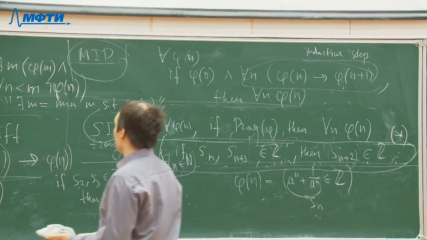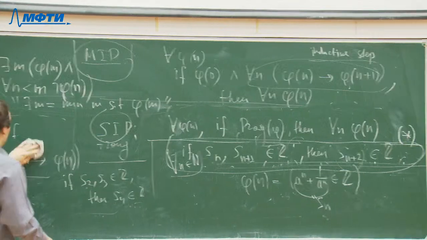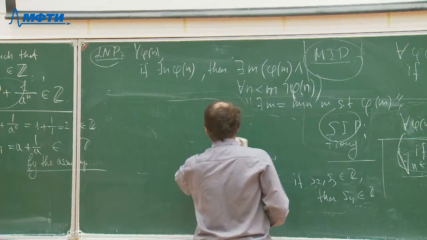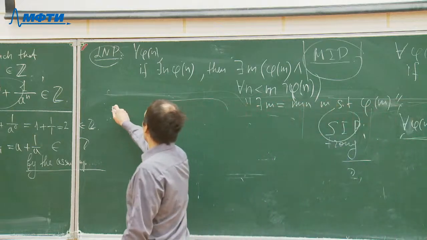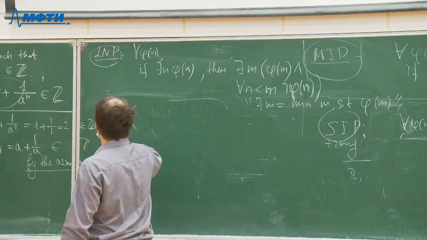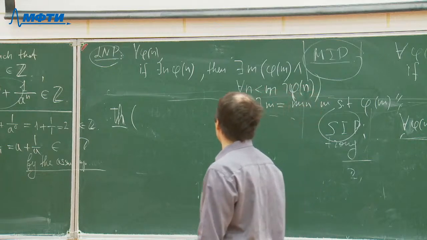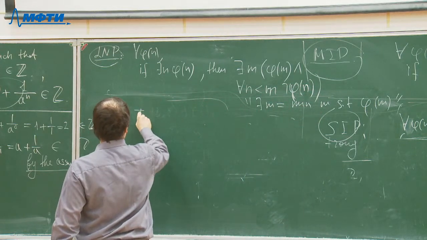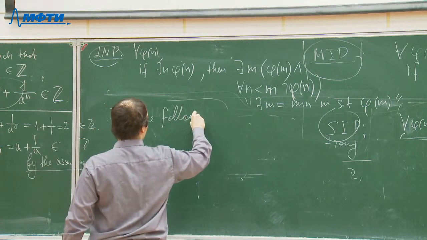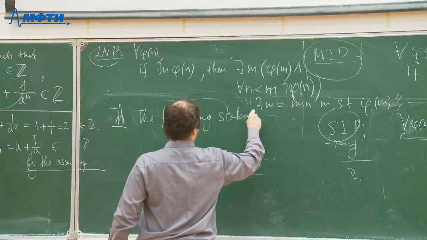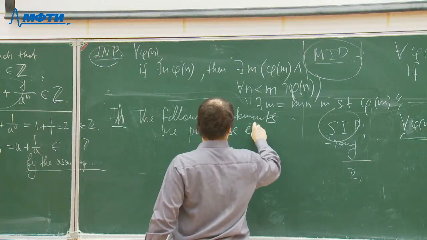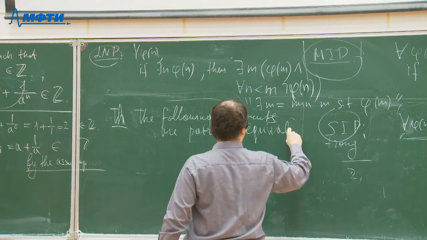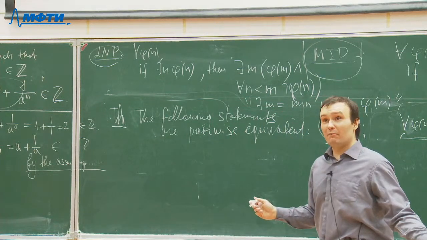It is not hard, but a little bit tricky. We'll go slowly. Okay. Our first serious theorem says that the following statements are pairwise equivalent. What does it mean pairwise? That is, every two of them are equivalent.